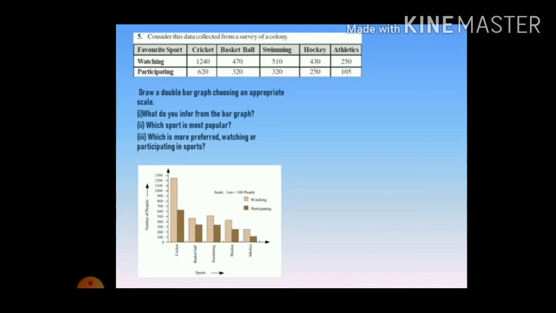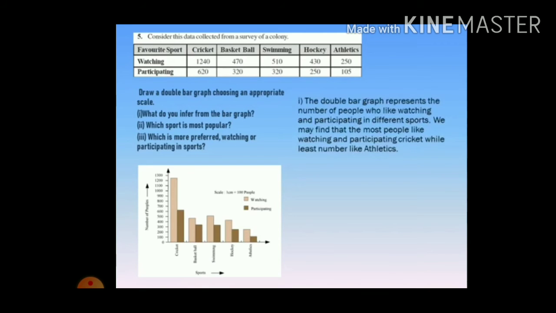So we can draw the bar graph by drawing a vertical and a horizontal line. In the vertical line we'll represent the number of people, and in the horizontal line the sports like cricket, basketball, swimming, hockey, athletics. We'll be using 2 bars for one specific sport. For example, for cricket, one bar will represent how many people are watching, and we specifically mention which color is for watching and which color represents participants, right? So we'll draw the double bar graph, and then let's answer the first part.